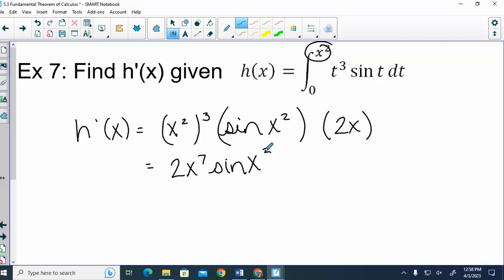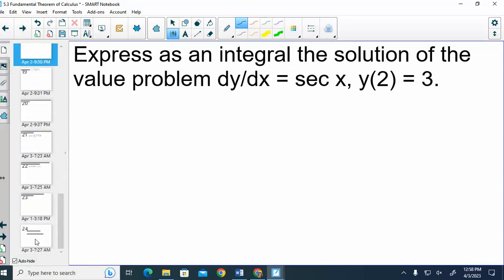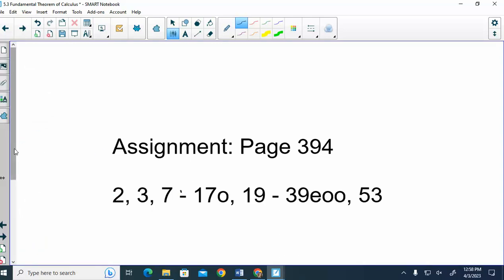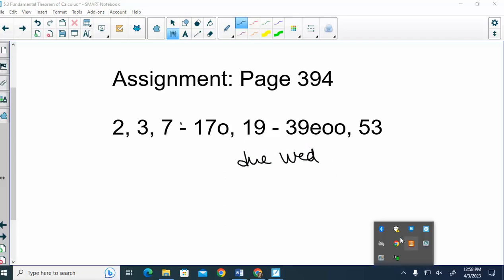Let's stop here for today. Homework. You've got a lot of time right now to start. Problems 2, 3, 7 through 17 odd, 19 through 39 every other odd, and 53. This will be due Wednesday. Tomorrow we'll finish this section.